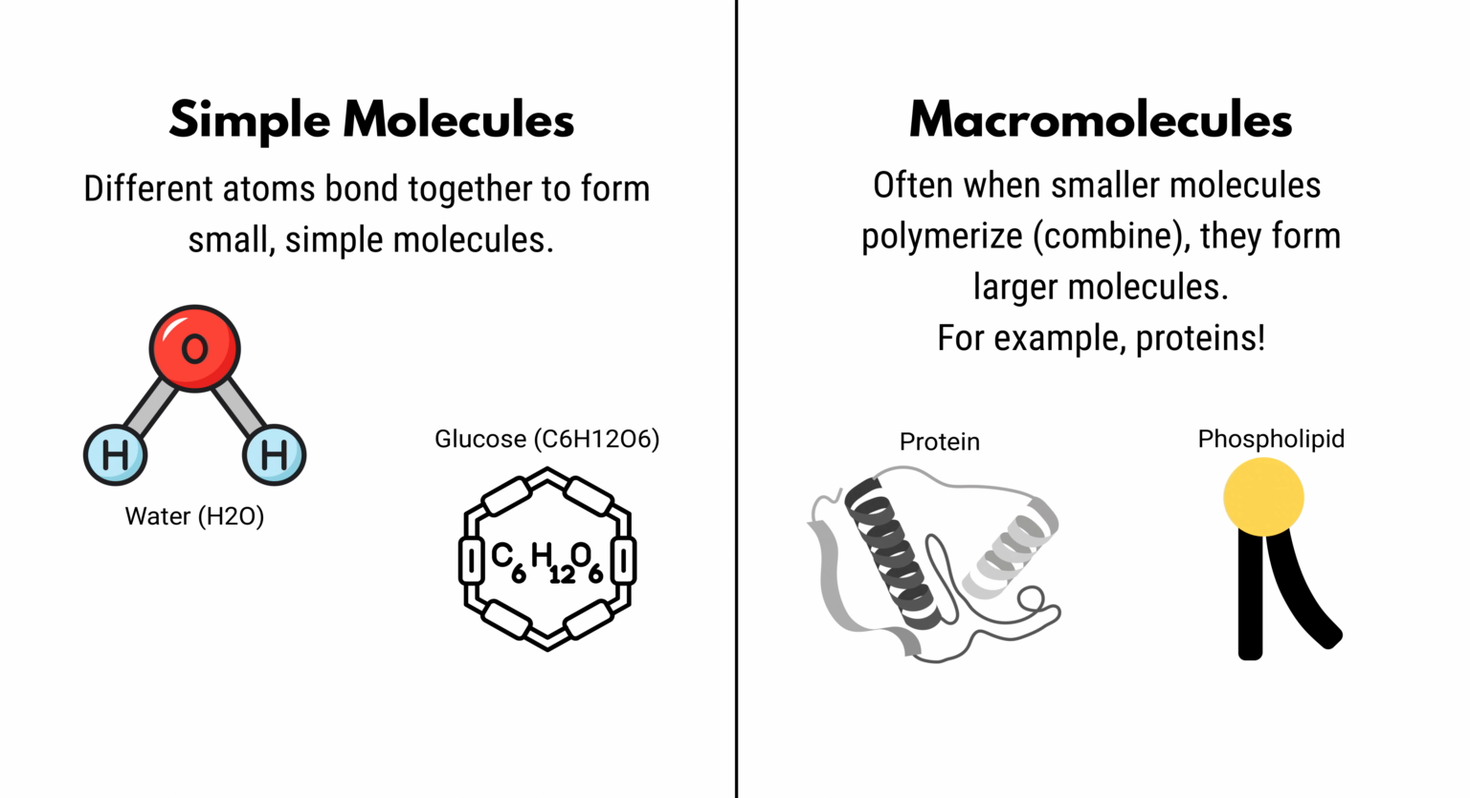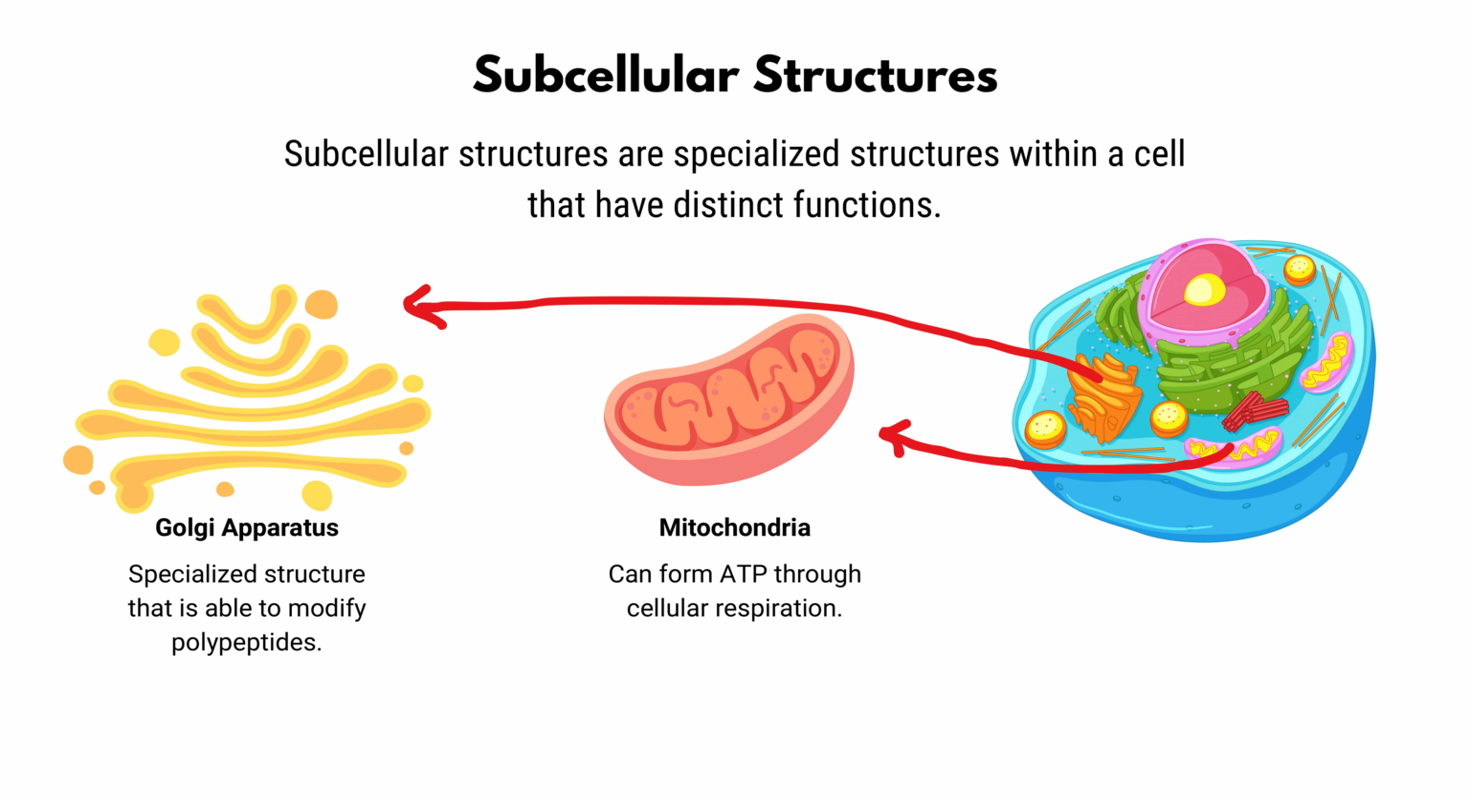Now, one level above simple molecules, we have even bigger molecules called macromolecules. Macromolecules are created when smaller molecules polymerize, which means they combine together to form larger molecules, as the name suggests. Some examples of macromolecules are proteins and phospholipids.